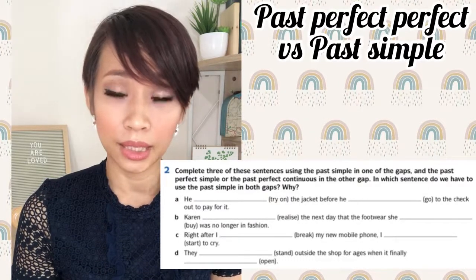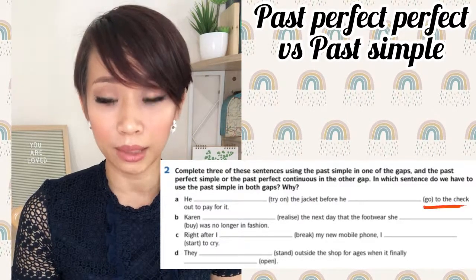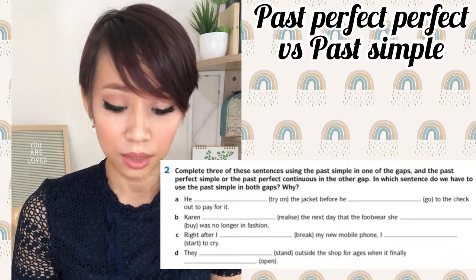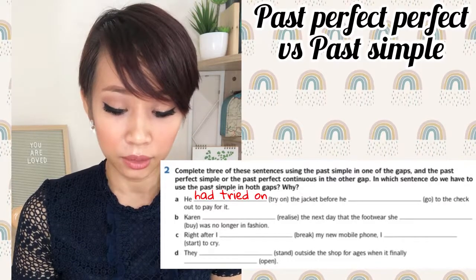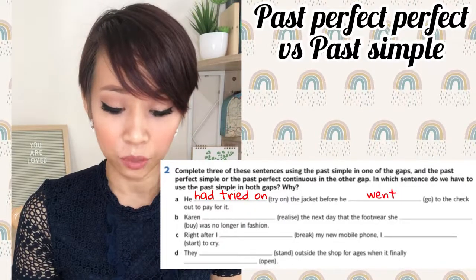Kejadian pertama di sini ialah dia try itu jaket dan kejadian kedua ialah dia pergi bayar. Jadi, kita guna he had tried on the jacket before he went to the checkout to pay for it.